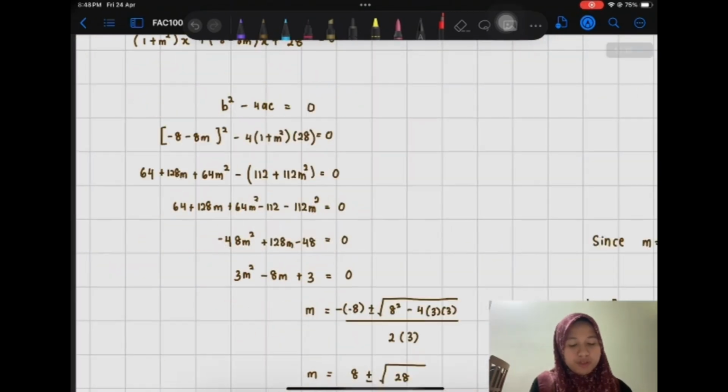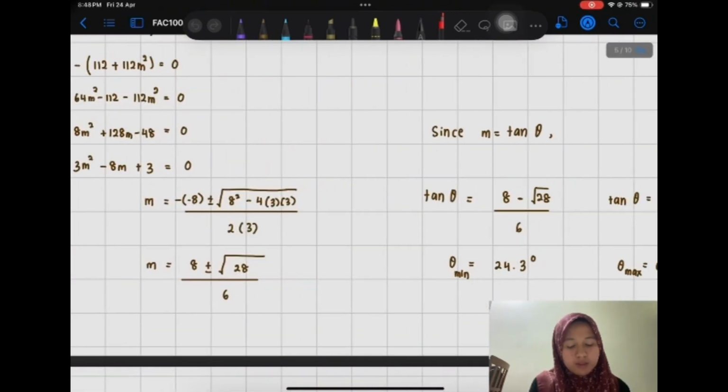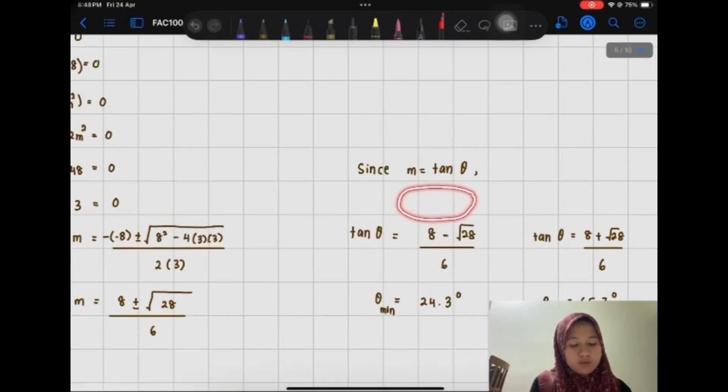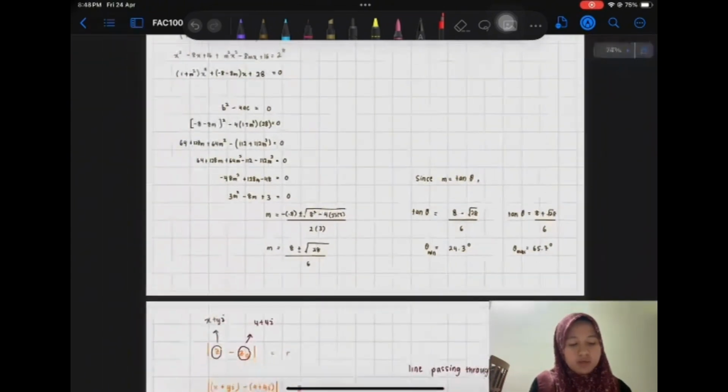After that, we find the value of m, and we will get m equals 8 plus minus root 28 over 6. Since we know that gradient is equal to tan theta, we just substitute our value of m to find the argument of z minimum and argument of z maximum.